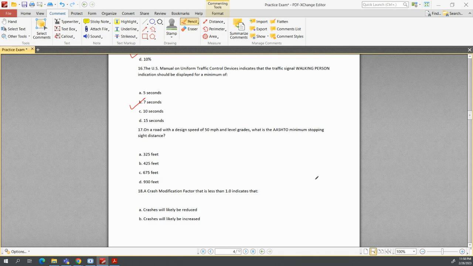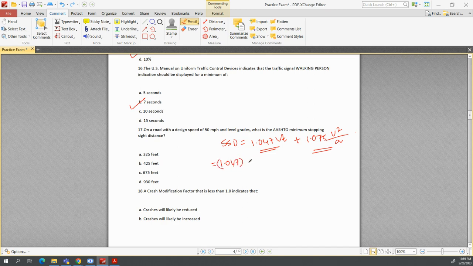Next question: on a road with a design speed of 50 miles per hour and level grades, what is the AASHTO minimum stopping sight distance? Similar sort of problem. Stopping sight distance is 1.047 Vt plus 1.075 V squared by a. You will have all these formulas in your formula sheet. As I said before, this is for the time it takes for the driver to actually start the brakes, pull the brakes, and this is the actual time it takes to stop the car. So this is 1.047.